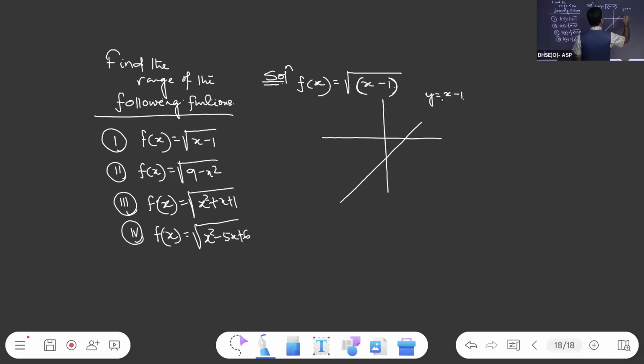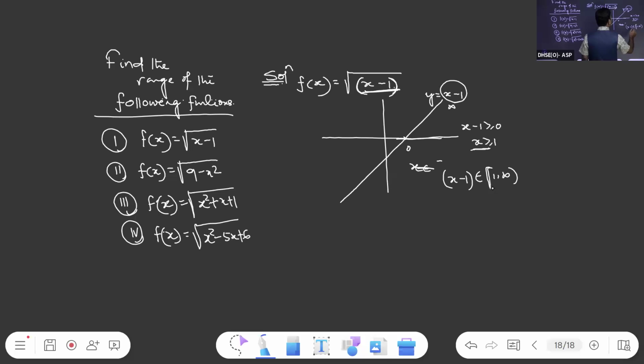This is like this. So when the expression gives you a positive value, then the function will be defined. So positive values from 0 to infinity. When x minus 1 is greater or equal to 0, when x is greater or equal to 1, the function is defined. When x is greater or equal to 1, x minus 1 belongs to 0 to infinity, right? And the square root of 0 to infinity will be 0 to infinity.